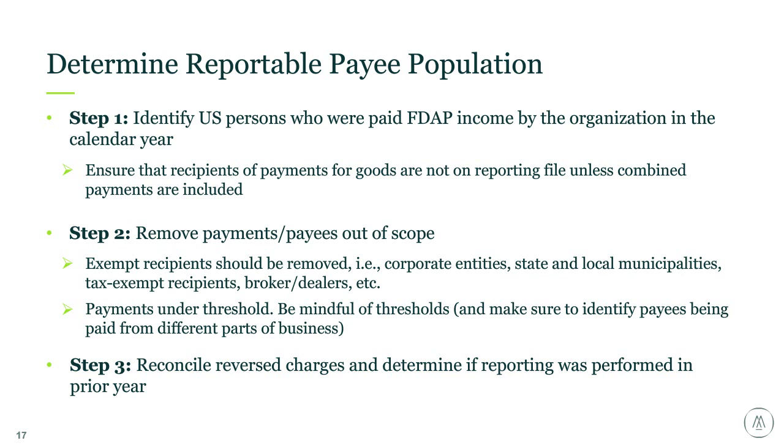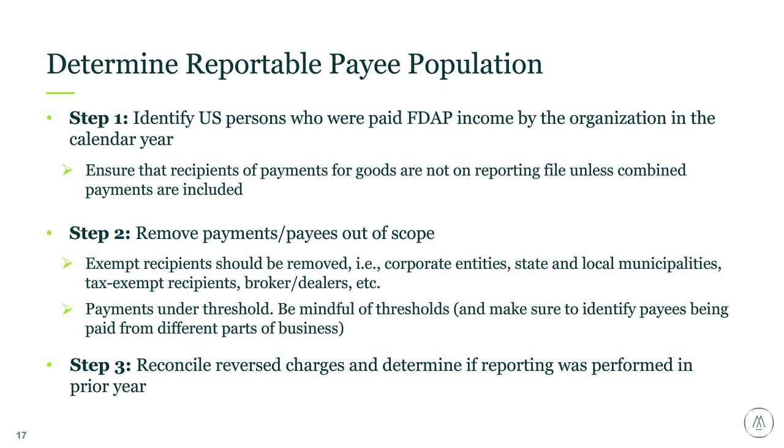And this is where 1099 reporting gets a little bit tricky, because there are certain people that are out of scope. So corporate entities are out of scope, state and local municipalities, tax-exempt recipients, those are all out of scope. Now, sometimes you can identify them just by their name. You know, you paid ABC Inc., but other times you can't, and that's where there's more of an analysis of your actual data that you have on hand.